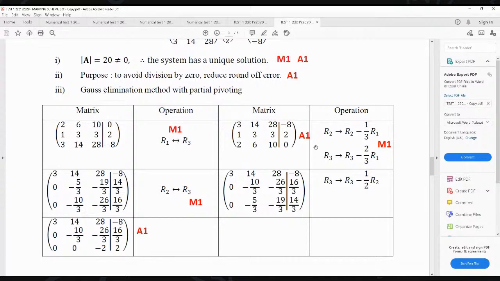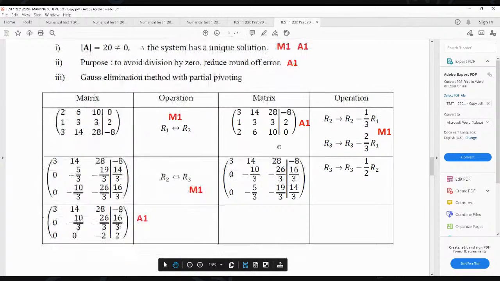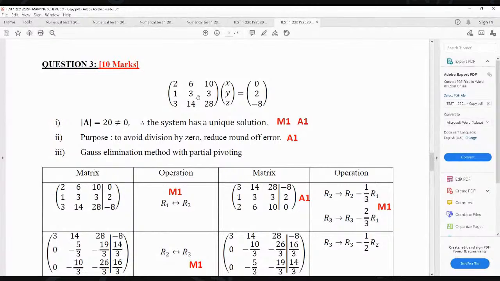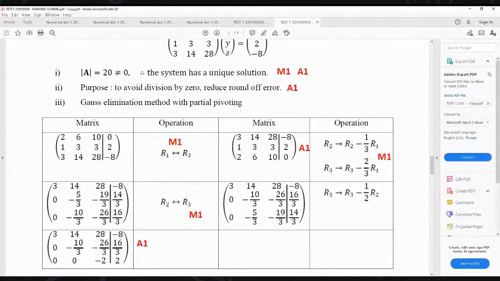You have 3 methods because you have 3 operations, and you have 1 answer, the matrix. The first thing that I told you many times: first you need to transform the linear system to matrix form, and then you change row 3 and row 1 because the number 3 is much bigger than the other numbers in the same column. So you change row 3 and row 1.